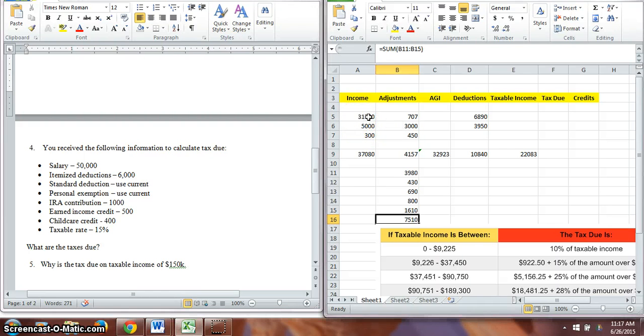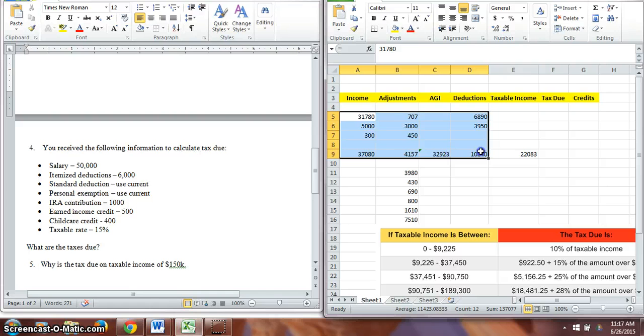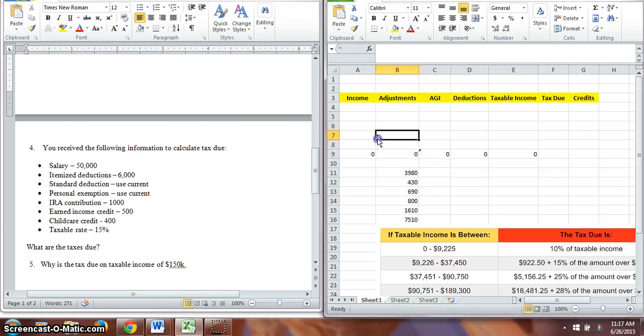So I'm going to clear the contents here. Start over. What are taxes due? So this takes us all the way to the very end. First thing we're going to look for is income. What income categories do we have here? Well, we have salary, 50,000 to start. Itemized, standard, personal exemption, IRA. I don't see any other income there.